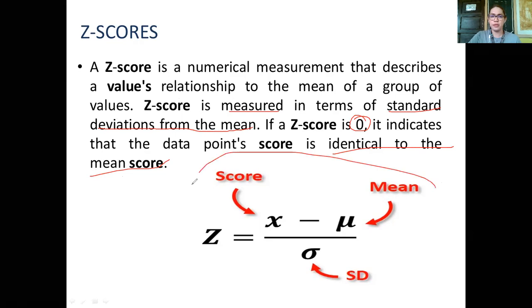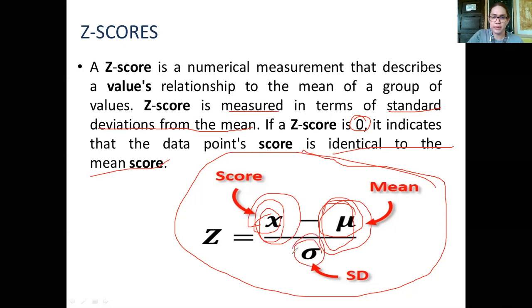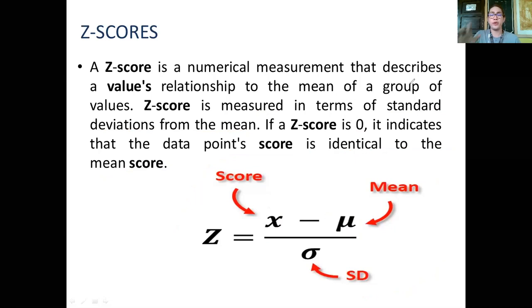Now, this is the formula to find your z-score. Your z is your z-score, of course. Your x here is your score. Your mu is your mean. Please take note of that. This one, the sigma, is your standard deviation. So I hope you will be able to recognize the symbols, because if you cannot recognize them, then it will be difficult for you to use the formula in solving the z-score.